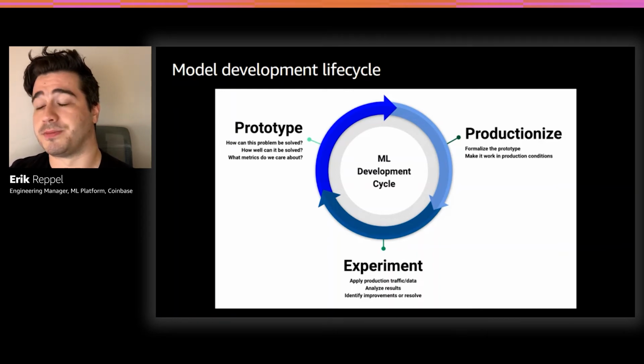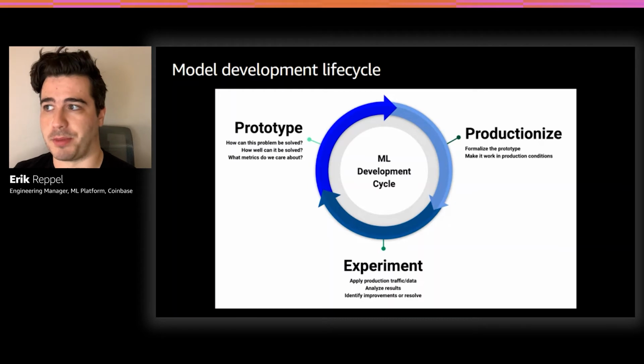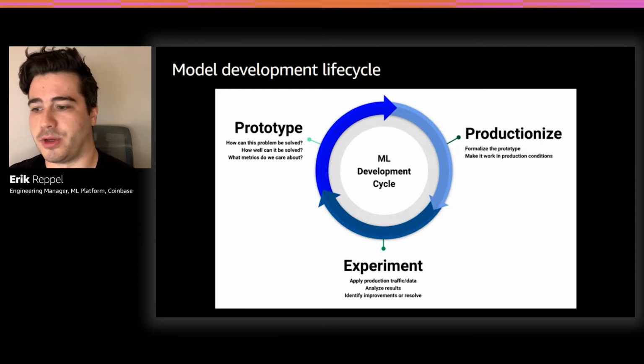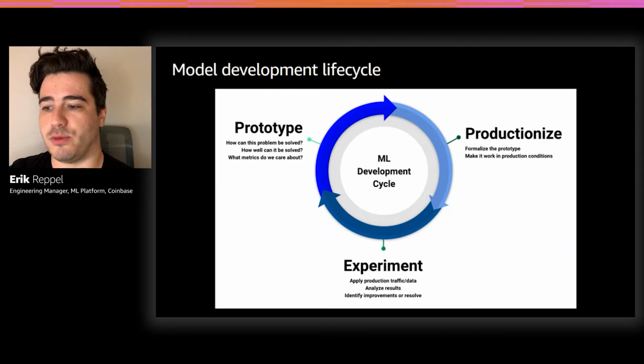Next, we productionize. This is about formalizing a prototype and making it work under production conditions such as high traffic and high load. We also want to ensure reproducibility so that our online data is representative of our training data.